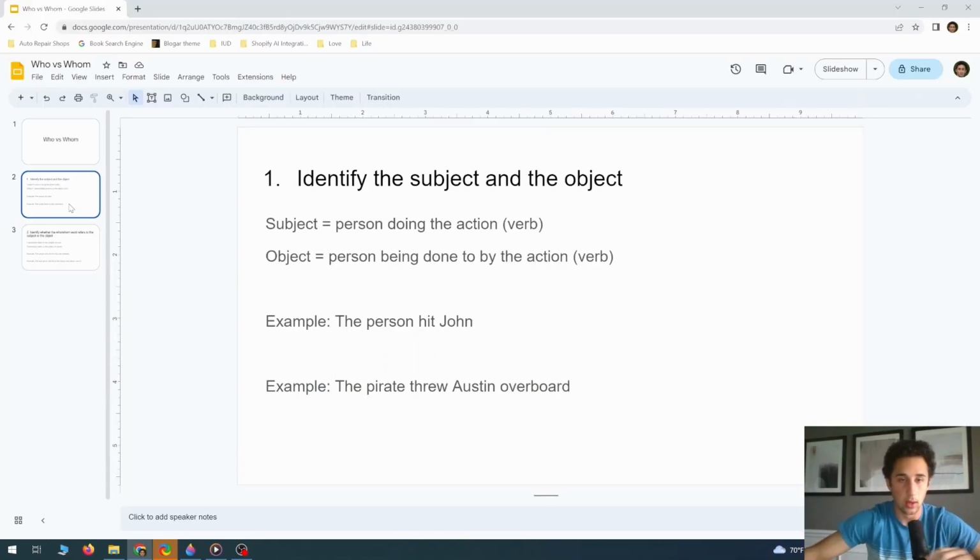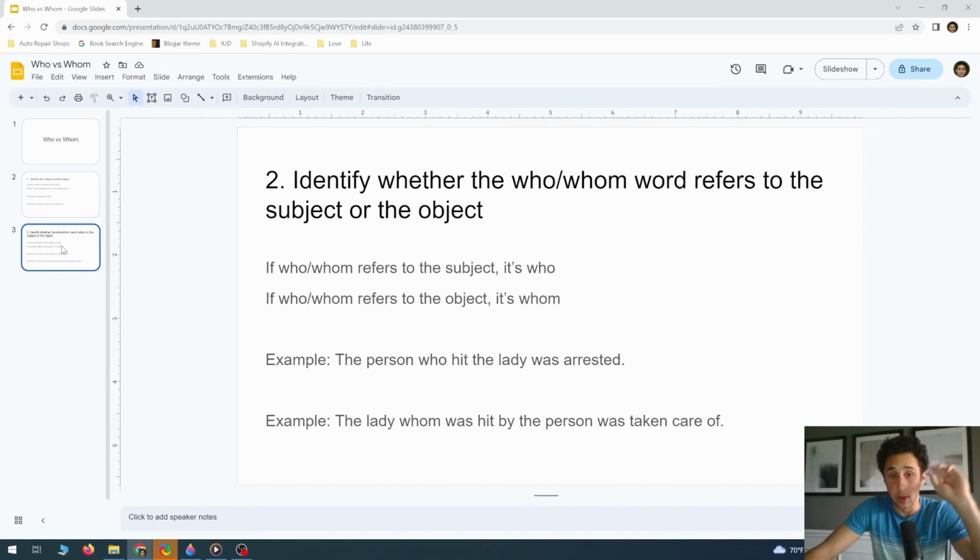All right. Okay, guys. So to recap, first we're going to identify the subject and the object of the sentence, right? The subject is the person doing the action, verb, and the object is the person being done to by the action. So the second step, we're going to identify whether the who or whom word refers to the subject or the object. And if it refers to the subject of the sentence, the doer, it's going to be who. If it refers to the object, the person being done to, it's going to be whom.